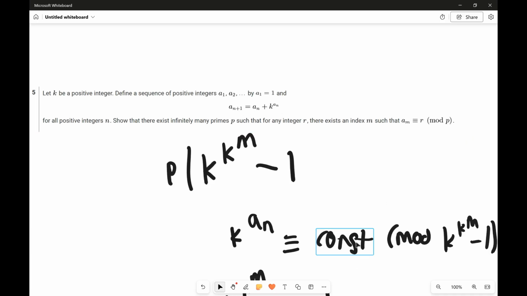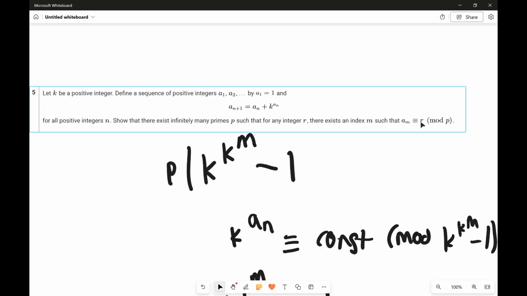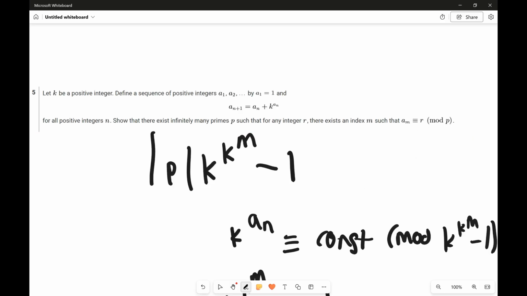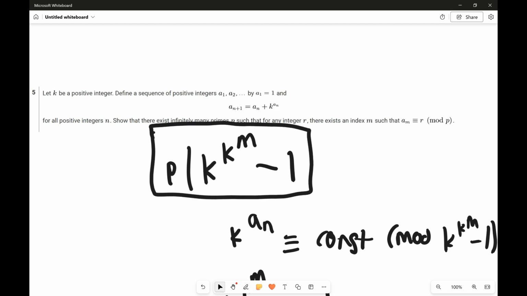And this constant term, we know it's not equivalent to 0 modulo k to the m minus 1, because we're looking at a power of k here, and that can never be 0. So with this arithmetic sequence, we cover all possible residues modulo p. So now we just need to show that infinitely many primes p divide numbers of this form. But this is true by Kobayashi's theorem from earlier.